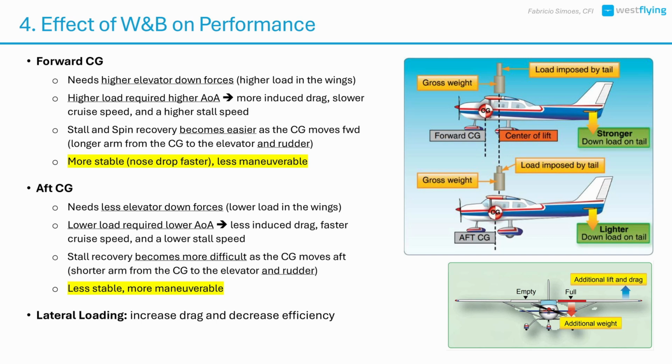Now, with an aft CG, the tail needs less downward force, reducing overall wing loading. This results in lower drag, higher cruise speed, and a lower stall speed. Overall, more efficient at cruise. But here's the danger. Pitch stability decreases. Recovery from a stall or spin becomes harder due to the shorter arm between the CG and the tail, and between the CG and the center of pressure. Overall, an aft CG can make the airplane less stable and more sensitive to pitch inputs.